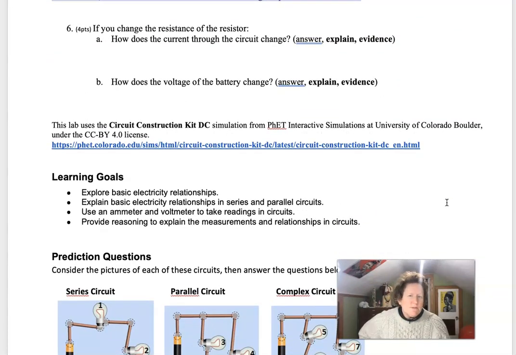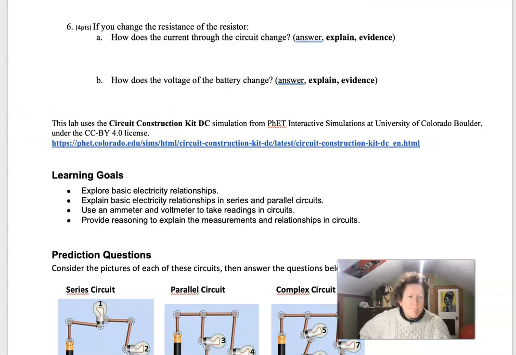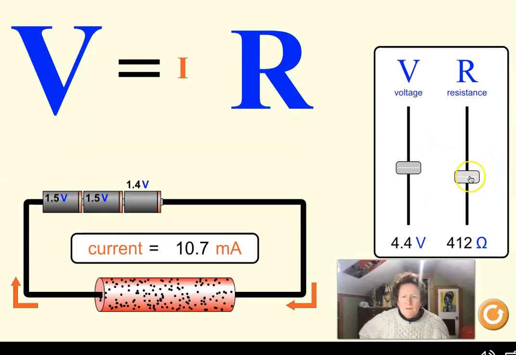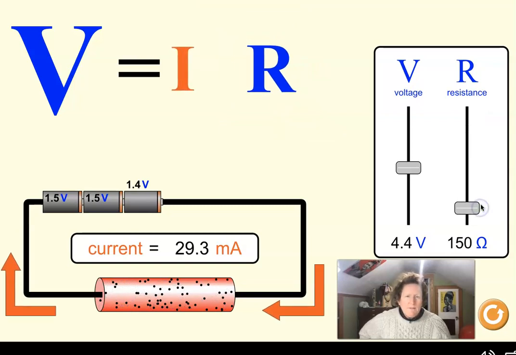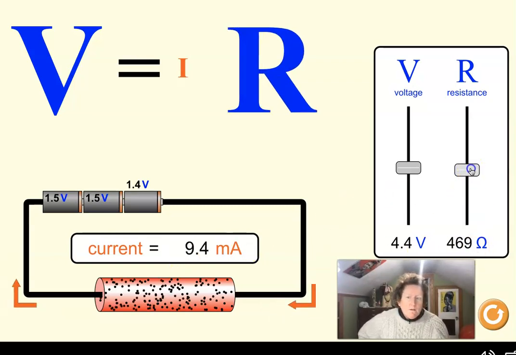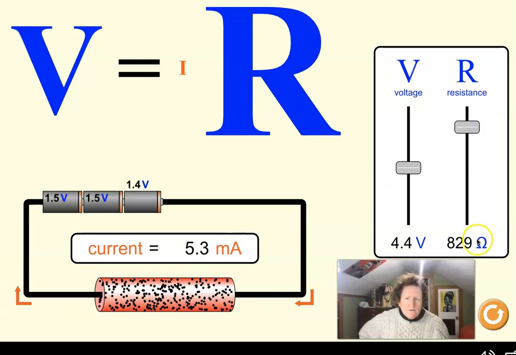If we change the resistance of the resistor, so we'll park voltage in the middle, we'll make the resistance go up and down. You can look at the numbers when you go up and down. You can look at 150 ohms versus 29.3 milliamps. You could write down 829 ohms versus 5.3 milliamps.